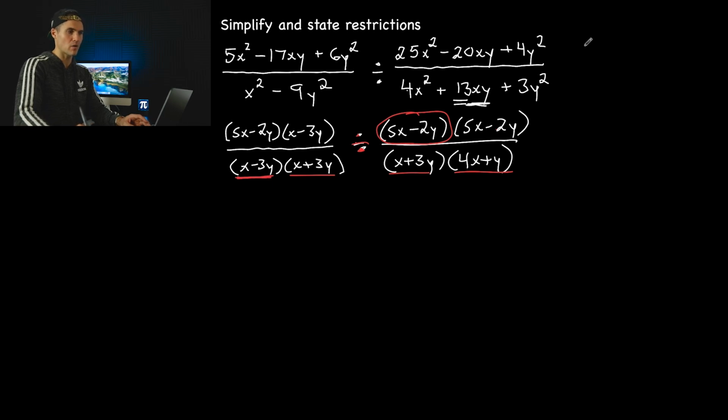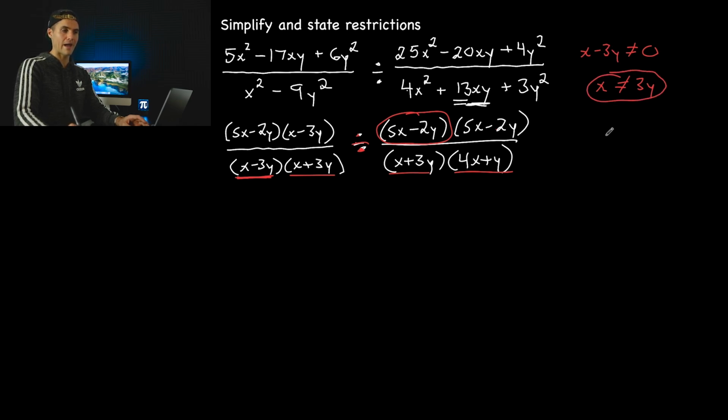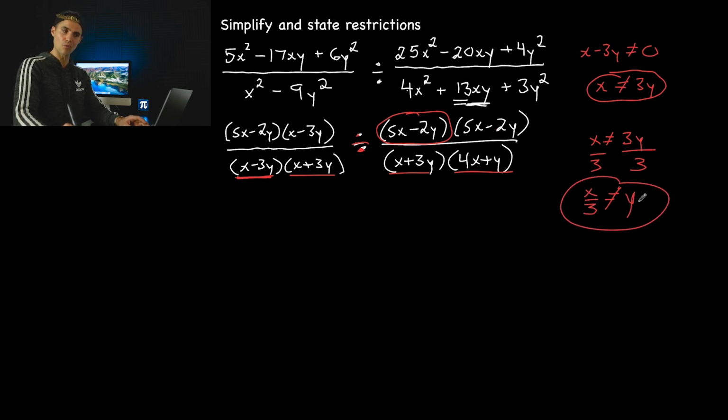So the x minus 3y, this factor can't be 0. So if we isolate for the x, we would say x cannot be 3y, like that. So that is one restriction right there. If you isolated for the y, you would have x cannot equal 3y, and then you'd have to divide both sides by 3. And so you would have y cannot equal x over 3. That would be the restriction if you isolate for the y, or 1/3 x. X over 3, 1/3 x, they are the same.